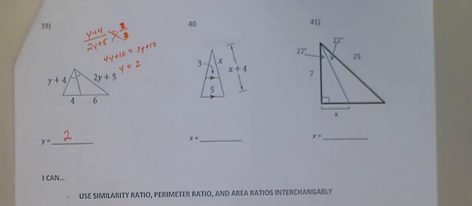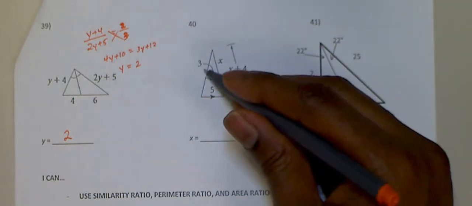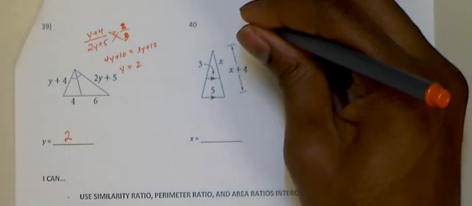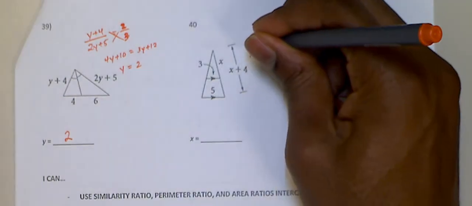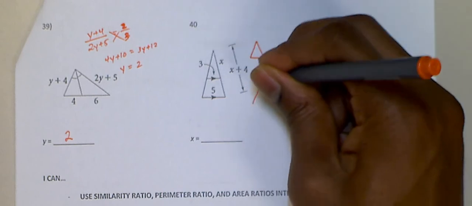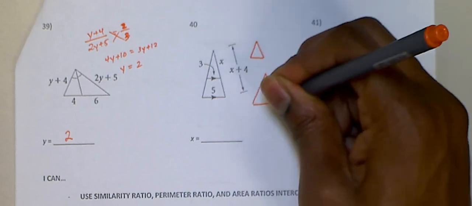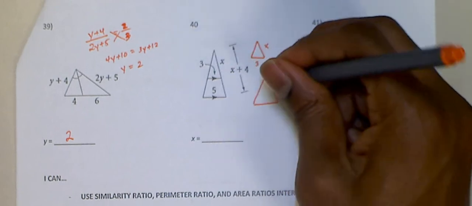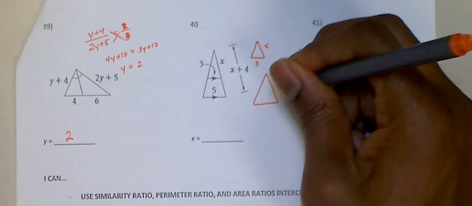Number 40. Yeah, so we have the side splitter, but again, we don't have this side, so we need both sides for the side splitter. So for this one, it's going to be better for us to redraw our triangles and use our corresponding parts to set up a ratio. So my small triangle, I know that this is x and this is 3. This is x plus 4, and this is 5.